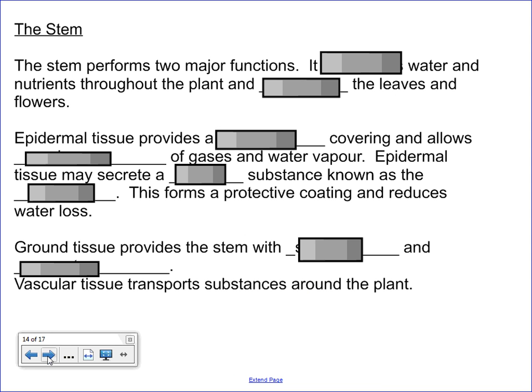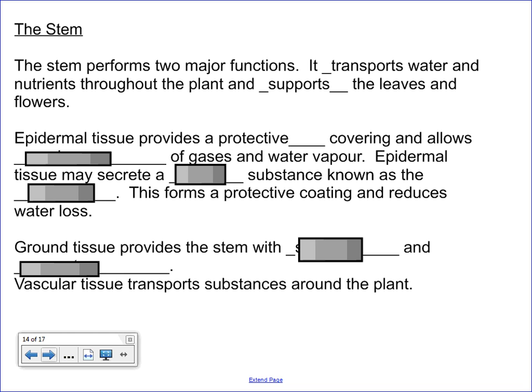The next organ that we'll discuss is the stem. So the stem will perform two major functions for the plant. It transports water and nutrients throughout the plant and supports the leaves and flowers. Epidermal tissue provides a protective covering and allows exchange of gases and water vapor. Epidermal tissue may also secrete a waxy substance known as the cuticle. This forms a protective coating around the plant, on the stem and the leaves as well, and will reduce the amount of water loss by the plant.